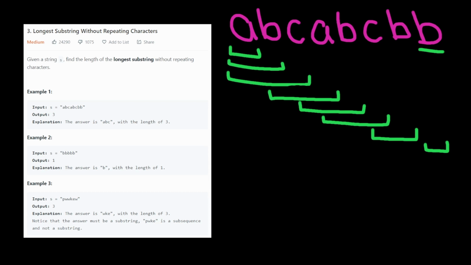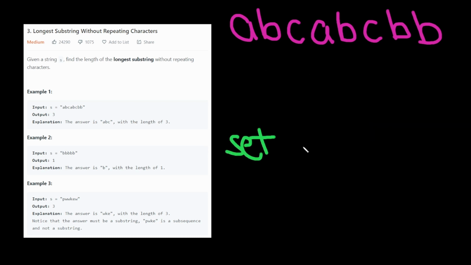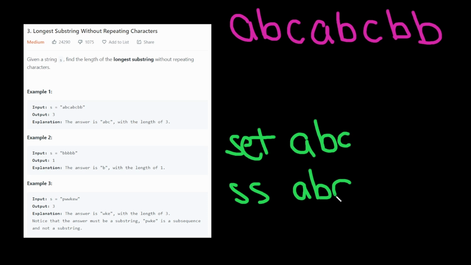Now, how do we program this? We need to think about a data structure that allows us to check if an element is in the current substring in O of 1 access time. And of course, that would be a set. So let's do it with the set now. So first our set's empty, and we get to this A, we add A, and the current substring, call this SS, is A. Then we get to this B, and okay, there's no B in the set, so we add B to the set. Then we get to this C, same thing, we just add the C to both.